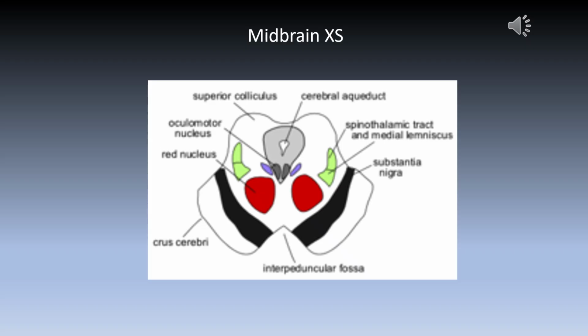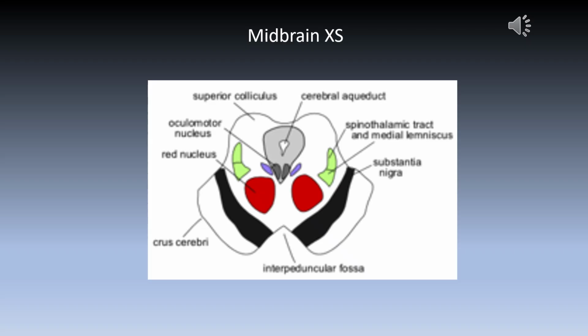Notice there we have the spinothalamic tract. Well, those are ascending fibers transmitting signals of pain. We have the medial lemniscus, that's the combination of the gracile and cuneate fasciculi passing through the pons on its way to the cerebral cortex. So everything that was in the spinal cord has to pass through the medulla, has to pass through the pons, has to pass through the midbrain.